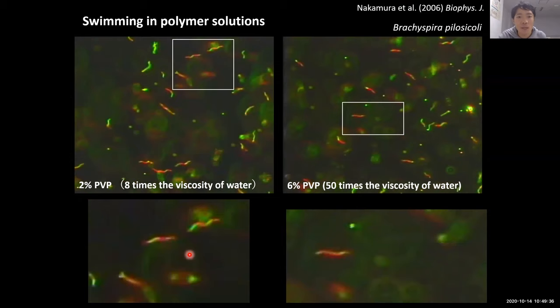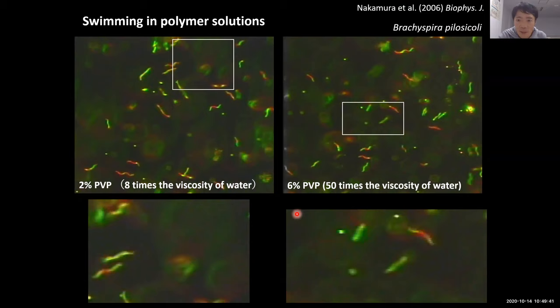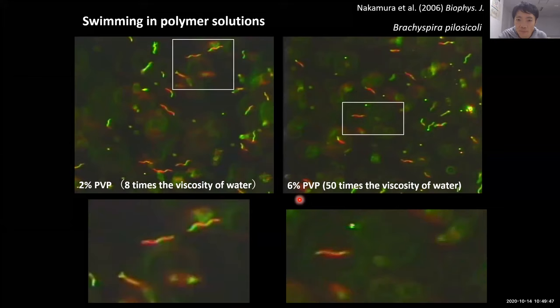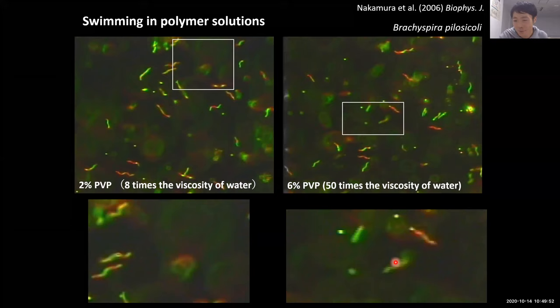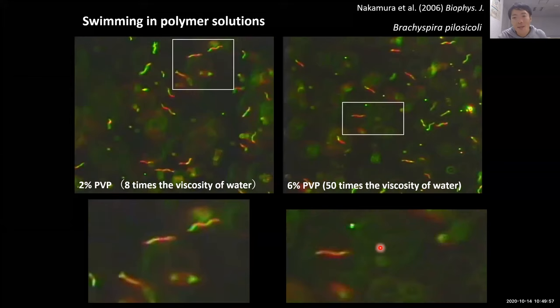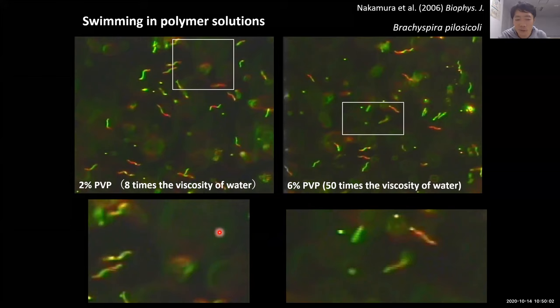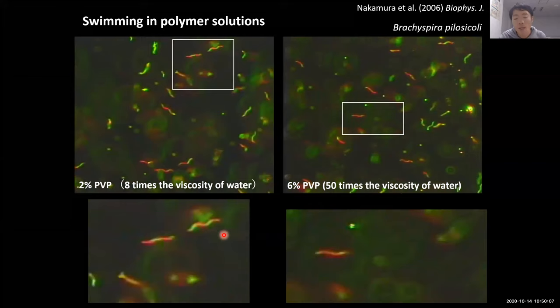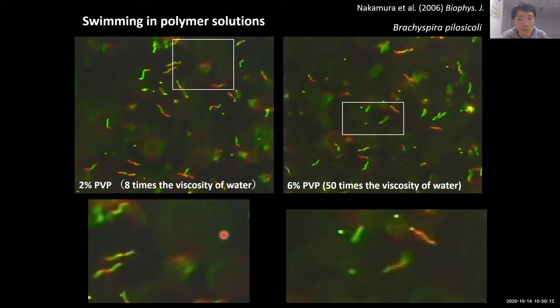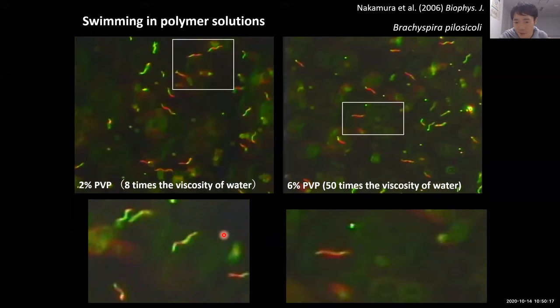Without it, the swimming is very smooth. However, with the increase of the concentration of polymer, the swimming speed is considerably faster. Therefore, maybe such a polymer viscous agent is very, very important for their effective motion, especially for spirochetes. So in the future, the underlying physics of such effective motion in polymer solution is not fully understood, and physicists should address this topic.